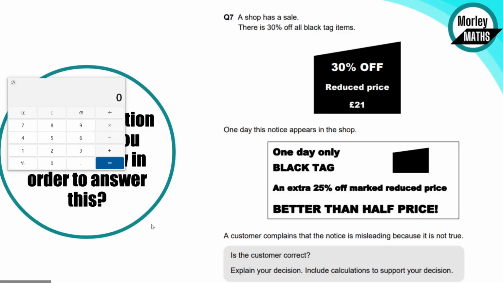Okay, so that brings us on to our final question, the exam question from City and Guilds Level 2 mock exam maths paper for functional skills. This is a 3-mark question, if I remember correctly. It says a shop has a sale. There's 30% off all black tag items. So we can see this black tag item, 30% off, reduced price is now £21. One day this notice appears in the shop. So for one day only, black tag, an extra 25% off the marked reduced price, better than half price. Customer complains that the notice is misleading because it's not true. Is the customer correct? Explain your decision.